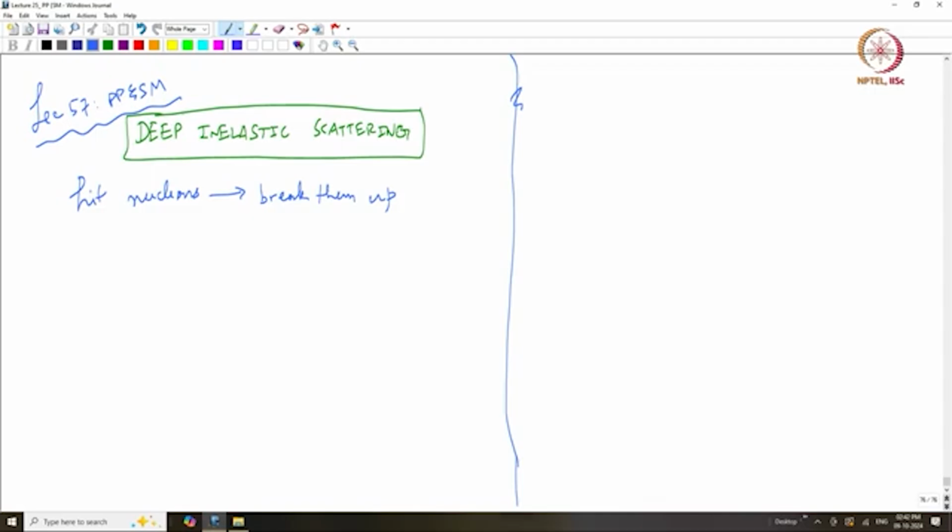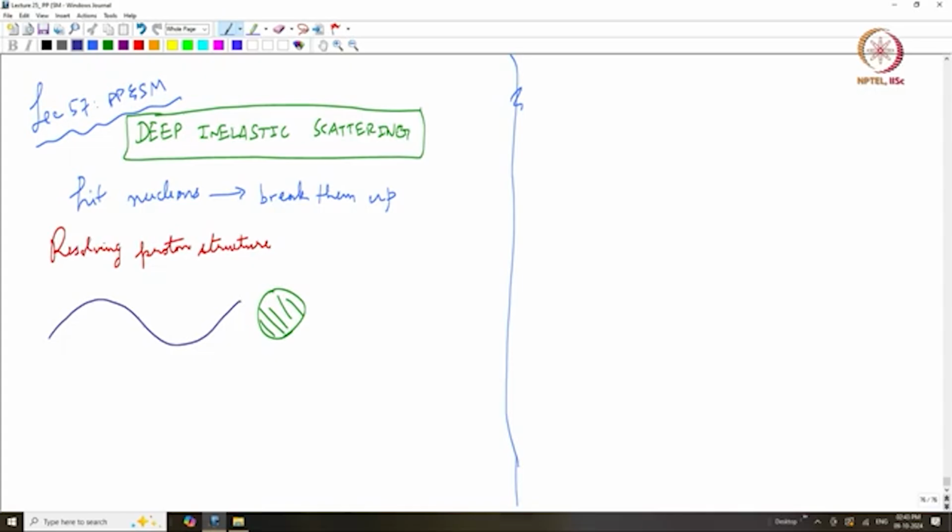So let us start at the beginning. Let us see how we can actually resolve the structure of a proton. Resolving proton structure. So suppose I had a proton which I am drawing this way, and I have a probe, some electron or some photon or whatever, and the probe is low energy, so the wavelength is like this.